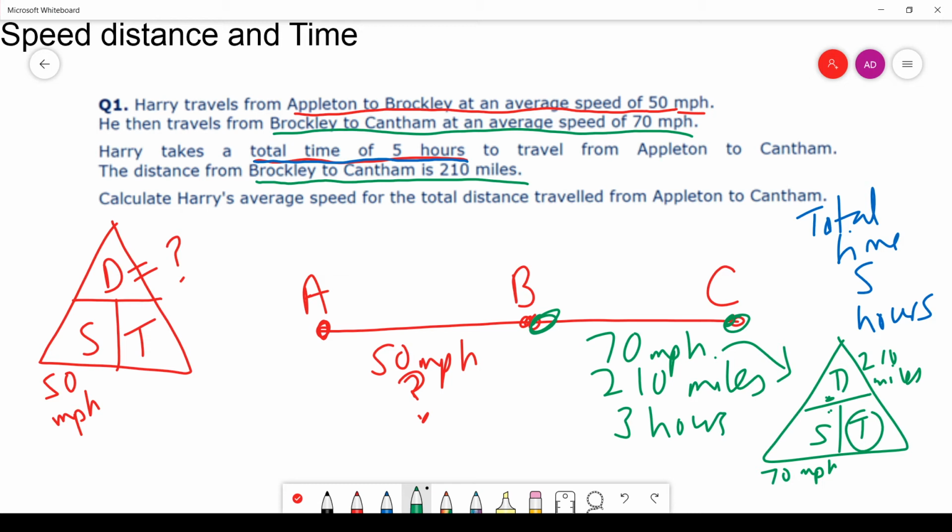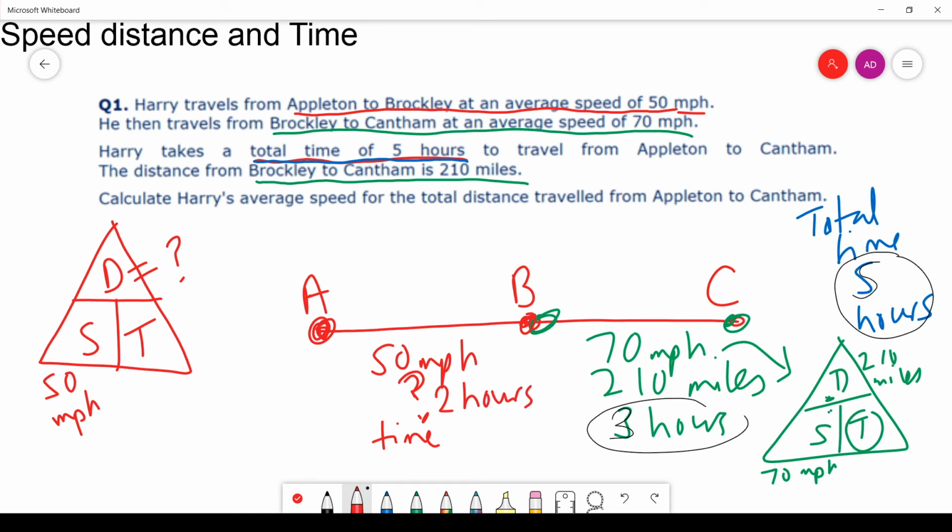So how do we work out the time that it took to travel from A to B? Well, the clue is right here. The total journey time was 5 hours. It took 3 hours to get from B to C. So the difference between the 5 and the 3 is 2 hours. I'm going to put 2 hours there. Check: this 2 and this 3 over there should add up to 5.